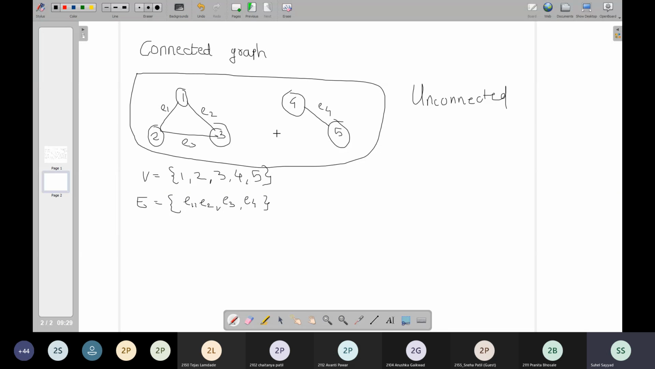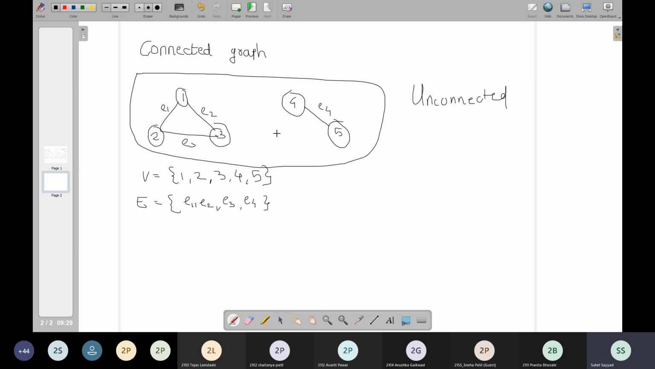But mathematically we all know that a graph is V comma E, right? So V is just a set of vertices and E is just a set of edges. So mathematically I can formulate this as a single graph also, but in this case, this graph would be treated as an unconnected graph. Is it understood?